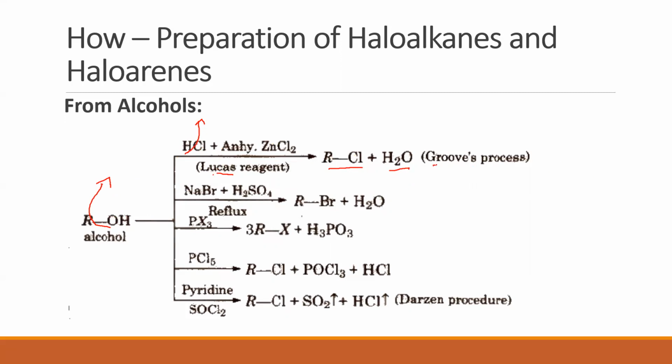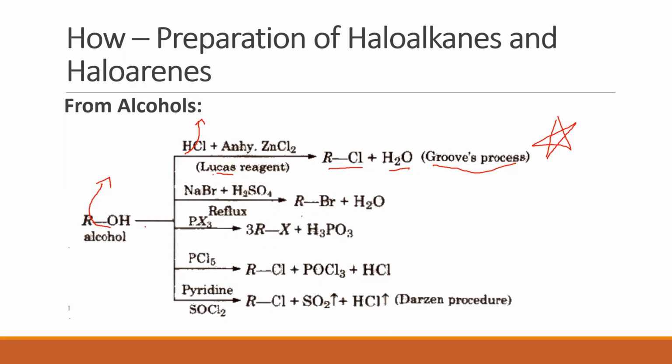This process is also called Grove's process. Since it is a name reaction, I want you to remember the name. Grove's process is a process where an alcohol is converted into an alkyl halide in the presence of Lucas reagent. Now, who is Lucas reagent? HCl in the presence of anhydrous zinc chloride. Okay, so that is the first method.